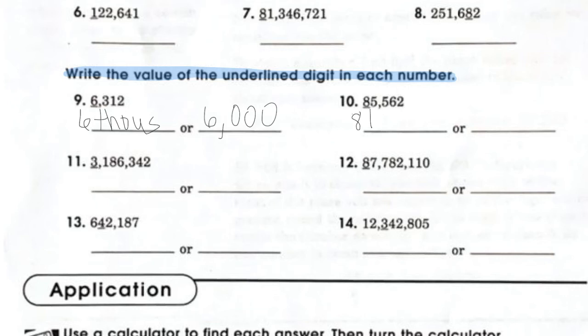Over here, this is in the 8, 10,000, or it's the 8 followed by 4 zeros to make it in the 8 10,000s spot. Now you're going to stop the video and finish through number 14.